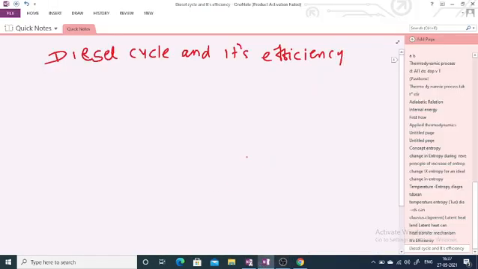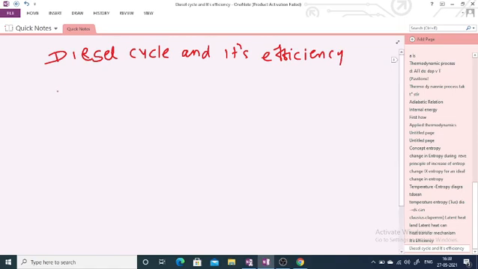Students, we are starting our article, the diesel cycle. Last lecture we studied the auto engine and its efficiency. Today we learn what the diesel engine is, how it works, and how to determine its efficiency.